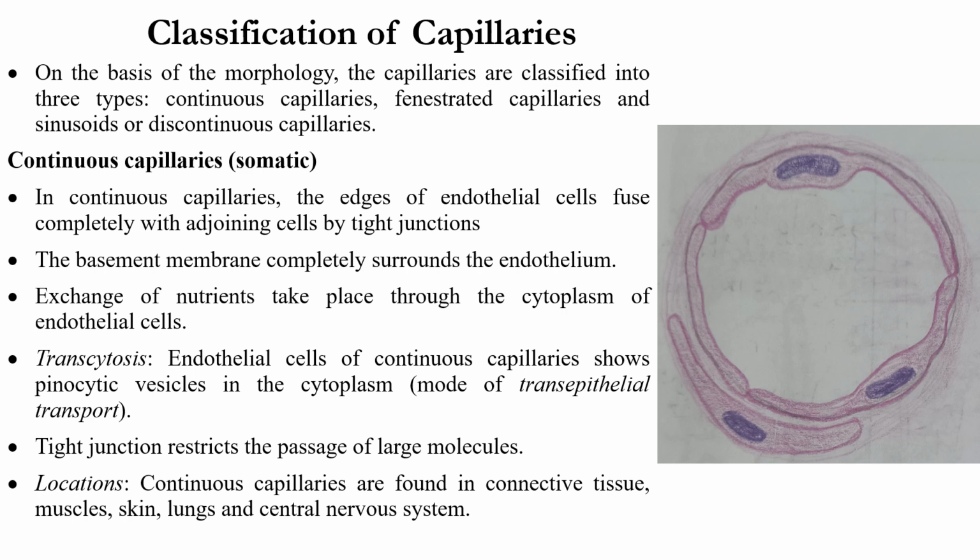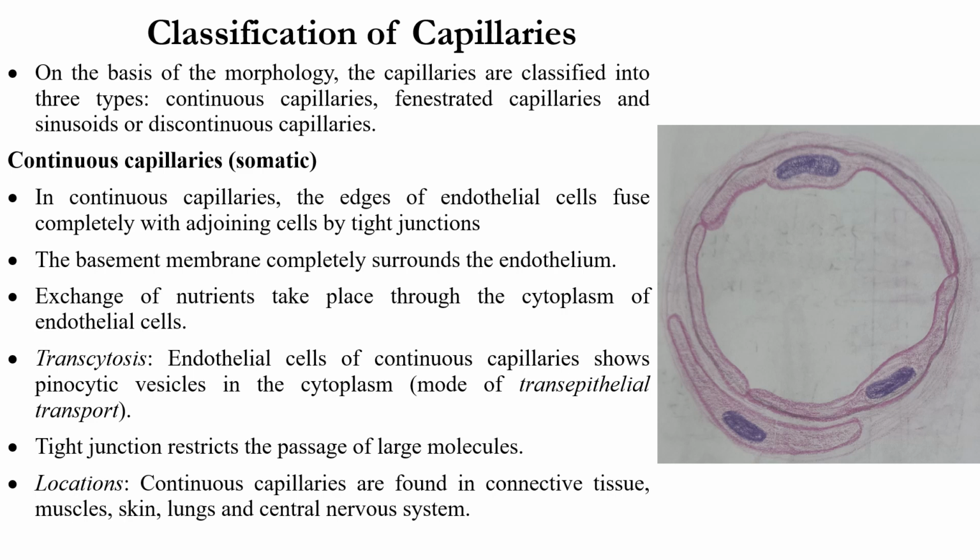Now, depending on the morphology, the capillaries are classified into three varieties: continuous capillaries, fenestrated capillaries, and sinusoids or discontinuous capillaries. So, the first variety is continuous capillaries. In these, the endothelial cells are fused by tight junctions. There is no space between the endothelial cells. Also, the basement membrane is complete, or continuous. It completely surrounds the endothelial cells.